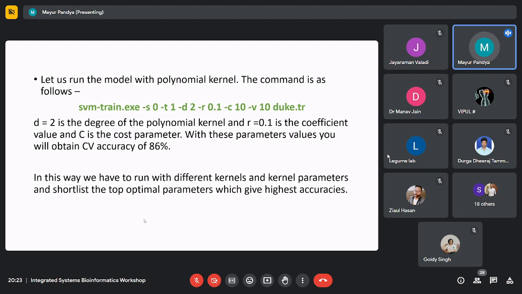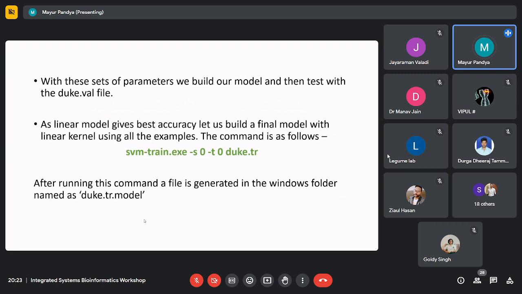So with these parameters, we build our model. And then what we do is we test on our duke.val file. As we mentioned over here, we selected the linear model for validation because it was giving us the maximum accuracy. So again, we train our model on a linear kernel. Once we do that, a file will be created inside Windows or Ubuntu or Mac or whatever platform you are using, called duke.tr.model. This holds the model parameters which you need for validation in the next stage.